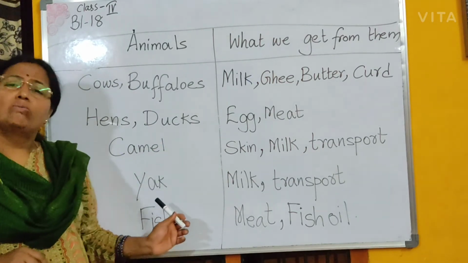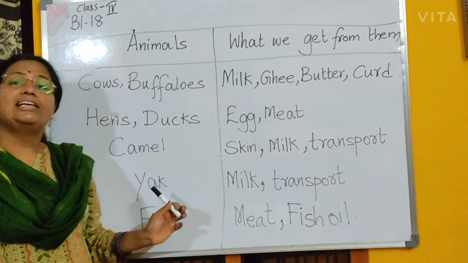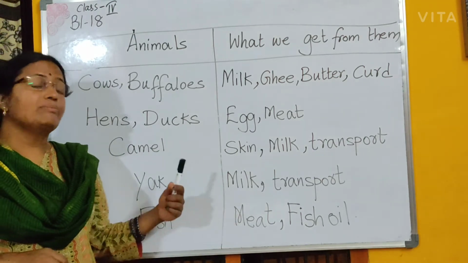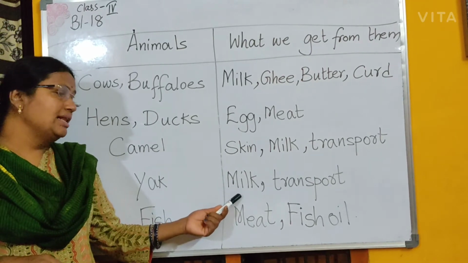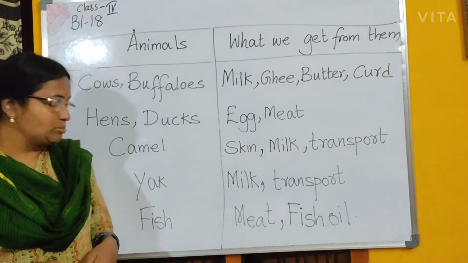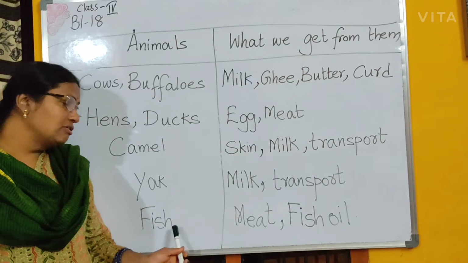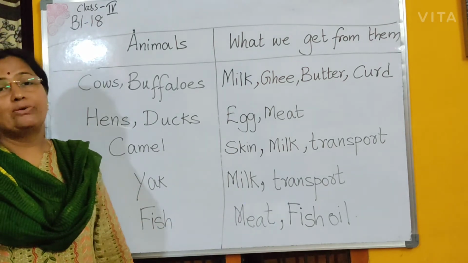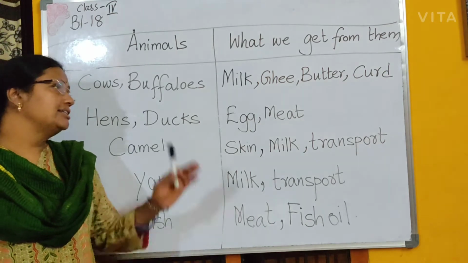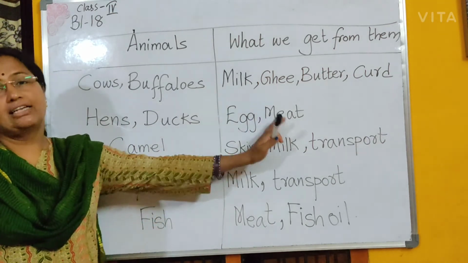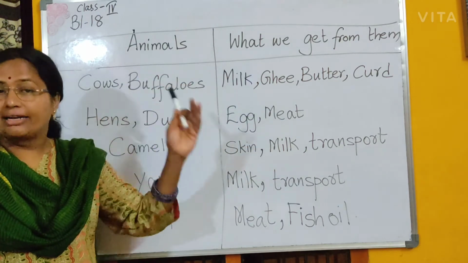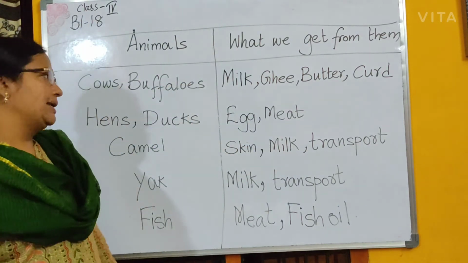And yak. What is this animal yak? Yak is like a wild buffalo. Okay? And what do people get from yak? They take milk and it is also used for transport. Fish. All of us know fish. The meat of the fish is eaten and fish oil is taken and used as medicine. Right? These are the animals and these are the products that people get. These products people sell in the market. In return, they get some money.